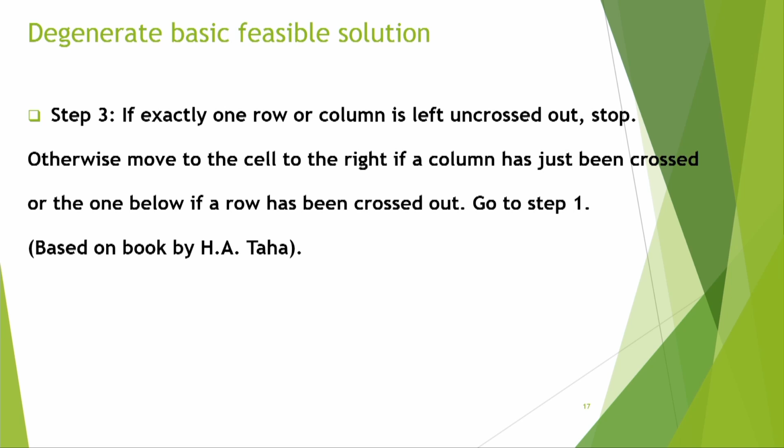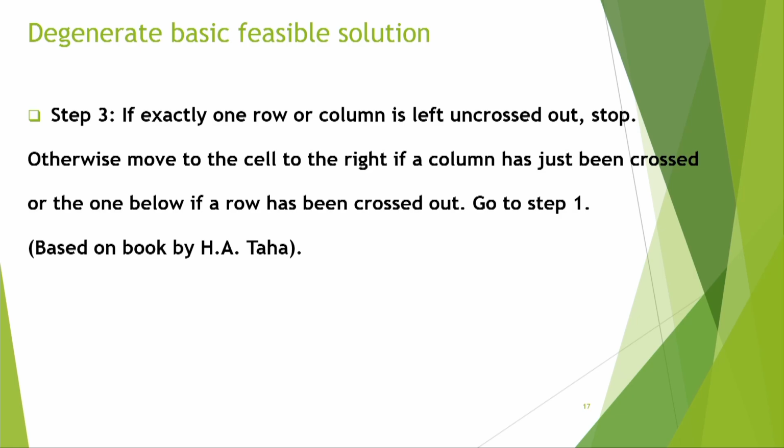And in step 3, if exactly one row or column is left uncrossed, then stop. Otherwise, move to the cell to the right if a column has been crossed out, or the one below if a row has been crossed out, and then go to step 1. That means you keep doing that till you complete your assignments. Okay, so this is given in the book of Taha.